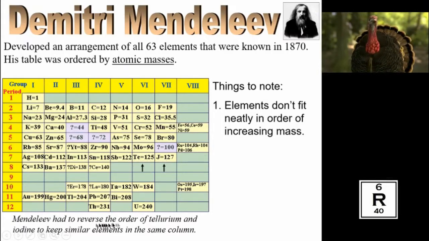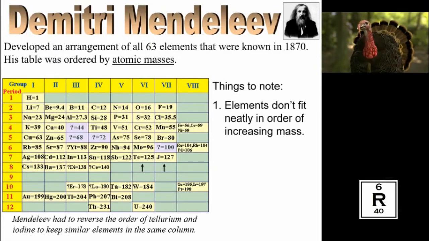But Mendeleev had to reverse the order of tellurium and iodine to keep similar elements in the same column. So in other words, tellurium he knew had properties that should belong in the column with oxygen and sulfur. He knew it should belong in this column, and he knew iodine should belong in the column that had bromine and chlorine and fluorine in it. And so he reversed the order, but the numbers don't look reversed.